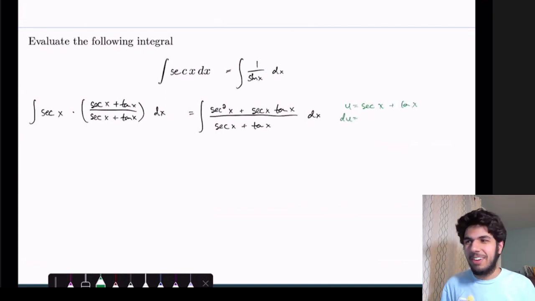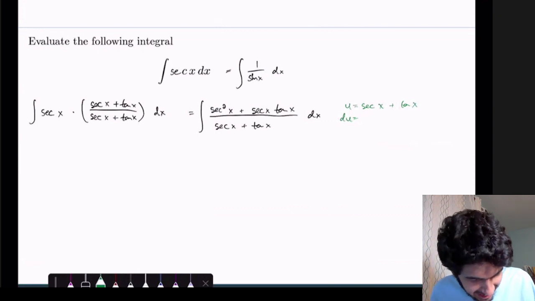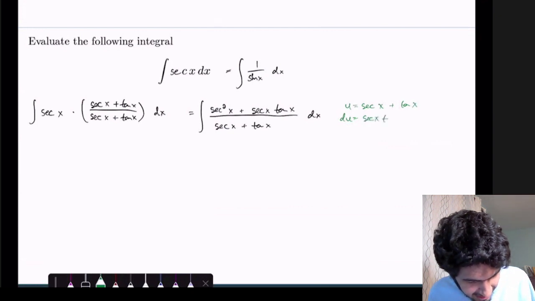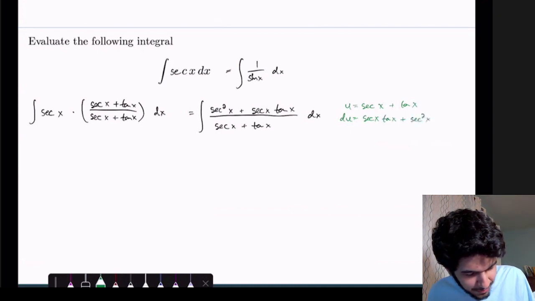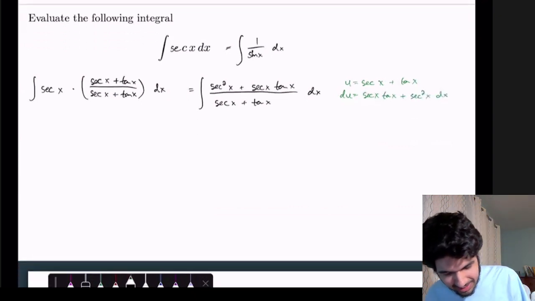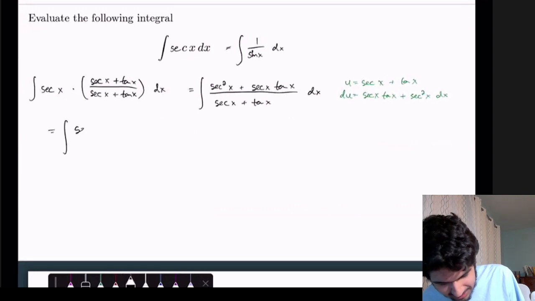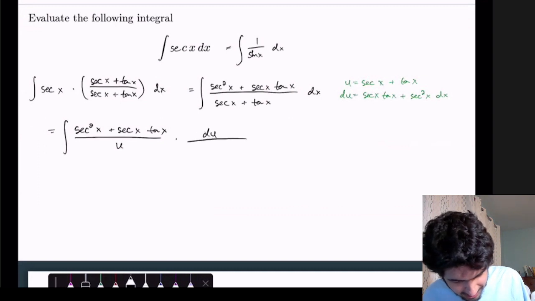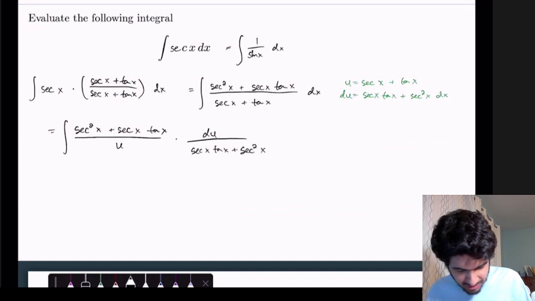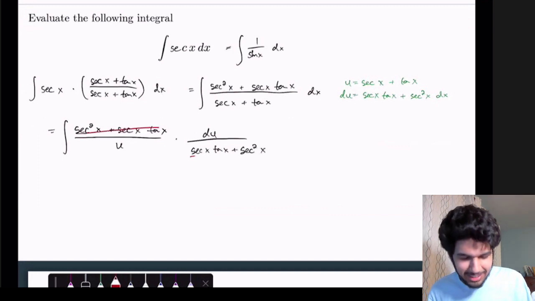And now we have to find du. So hopefully we still remember the derivatives of these trig functions. The derivative of secant x is secant x tangent x, and the derivative of tangent x is secant squared x. And now we can see that our integral becomes secant squared x plus secant x tangent x, all of this over u times du over secant x tangent x plus secant squared x. And sure enough, our numerator and denominator cancel.